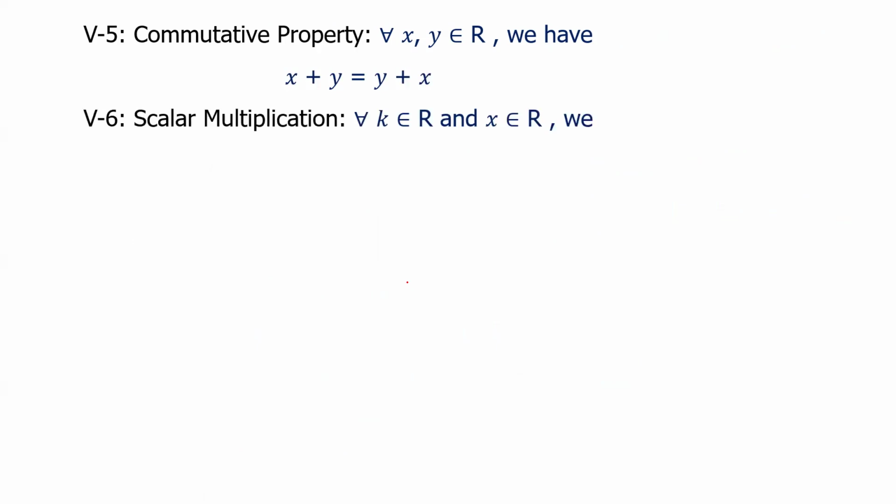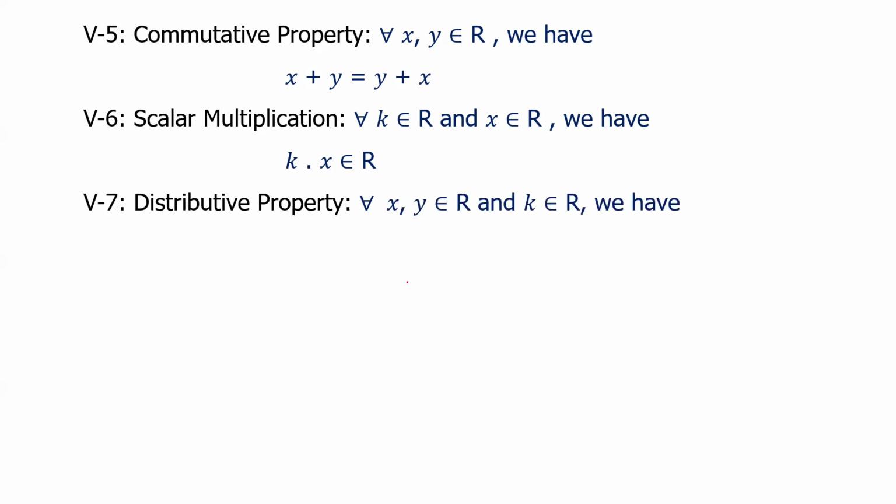Property number 6, scalar multiplication. For all k belonging to R and x belonging to R, we have k times x belongs to R. It means the multiplication of two real numbers is always a real number. Property number 7, distributive property. For all x, y belonging to R and k belonging to R, we have k(x + y) equal to kx + ky. It is always true.